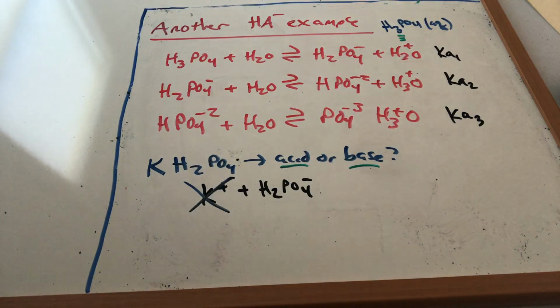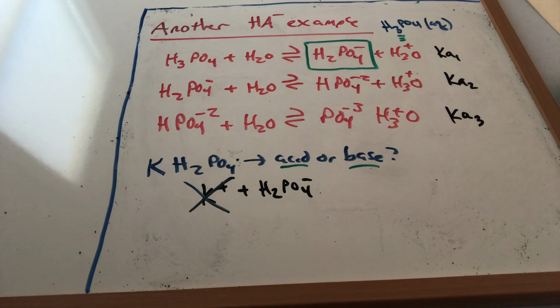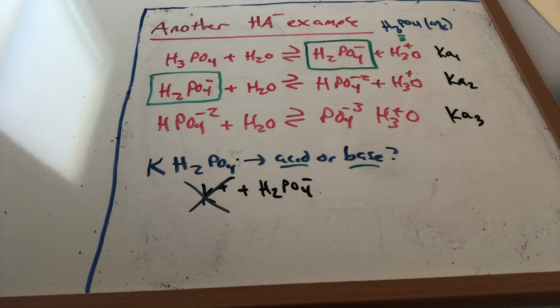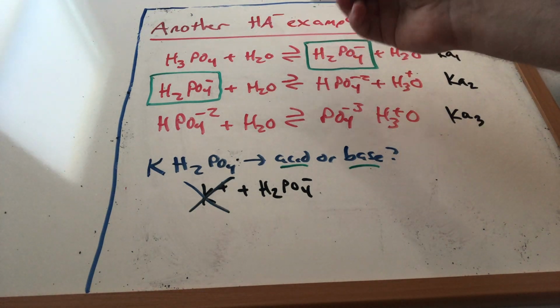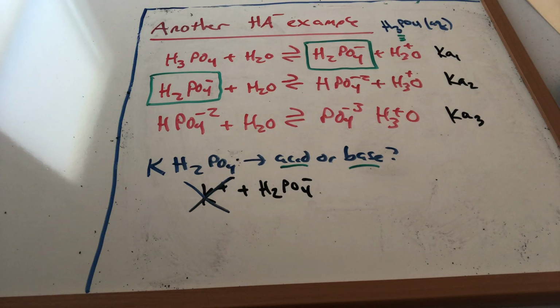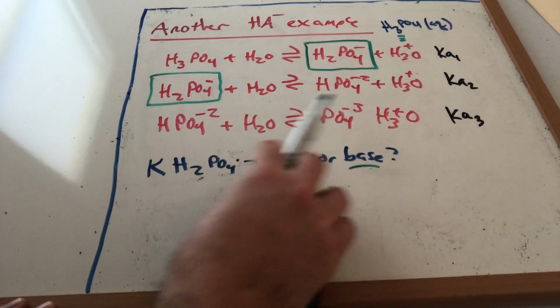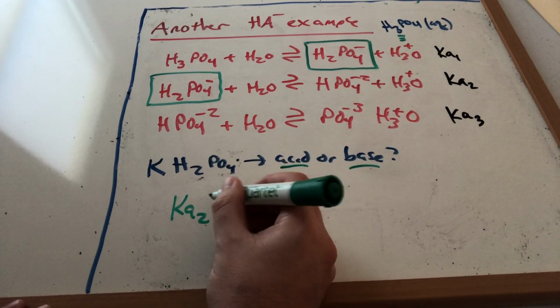So we write down the chemistry and we find where this species is. It shows up first on the product side of the Ka1 expression, and it shows up next on the reactant side of the Ka2 expression. You see that for the Ka1 chemistry, it's showing up as a base. For the Ka2 chemistry, it's showing up as an acid. So when I do my Ka versus Kb determination for this species, Ka is going to be Ka2.